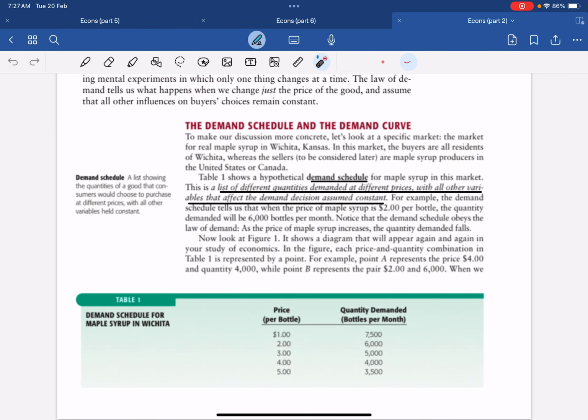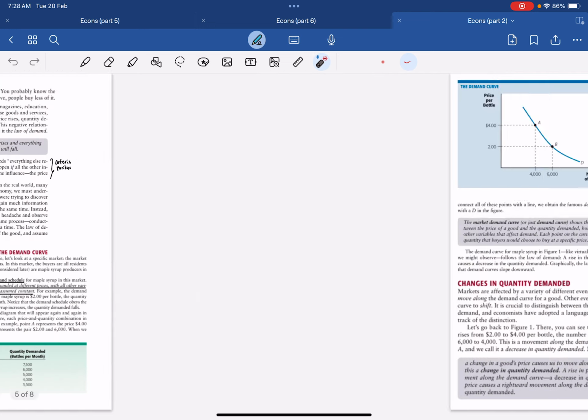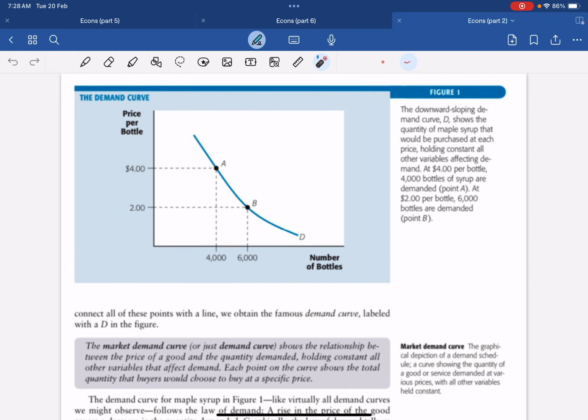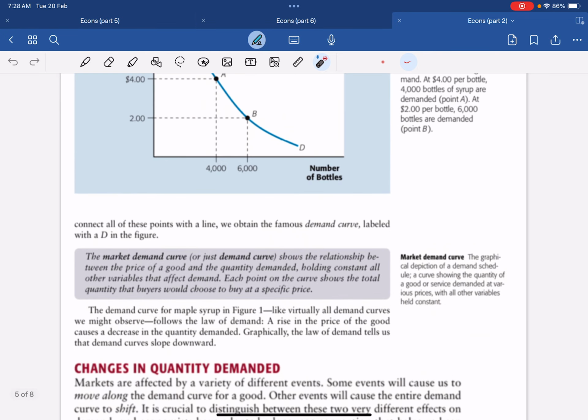So let's see what a demand schedule and a demand curve are now. A demand schedule is just a list of the different quantities demanded at different prices with all other variables staying the same. So it's just a table form of having price and a quantity demanded beside it. But you can actually make it better by using a demand curve for the market, which shows the relationship between the price of a good and the quantity demanded, ceteris paribus.